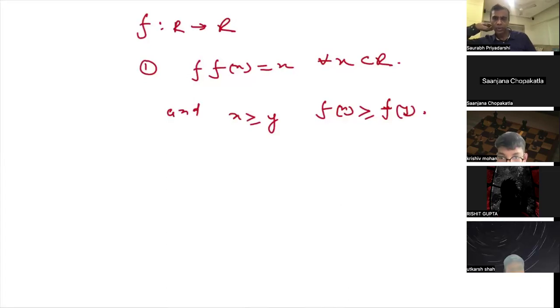Quickly increasing, very good. This is an increasing function, or maybe non-decreasing function is the best word for this.